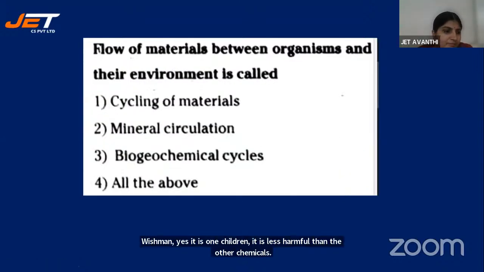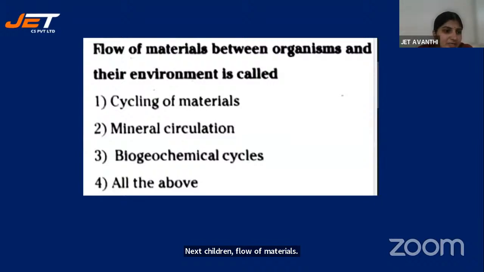children. Flow of materials between organisms and their environment is called what? Cycling of materials, mineral circulation, biogeochemical cycles, all the above. How energy is being, or how the interrelationship, or how one form of energy will be changing to another form, where it will be happening. Chetan has given the correct answer.